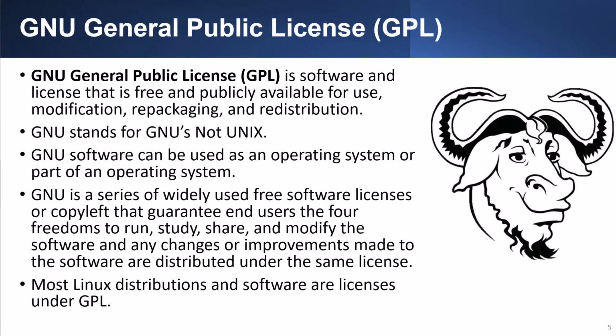The GNU General Public License, or GPL, is software and a license that is free and publicly available for use, modification, repackaging, and redistribution. GNU stands for GNU's Not Unix. GNU software can be used as an operating system or part of an operating system. GNU is a series of widely used free software licenses, or copyleft, that guarantee end users the four freedoms to run, study, share, and modify the software, and any changes and improvements made to the software are distributed under the same license. Most Linux distributions or software are licensed under GPL.